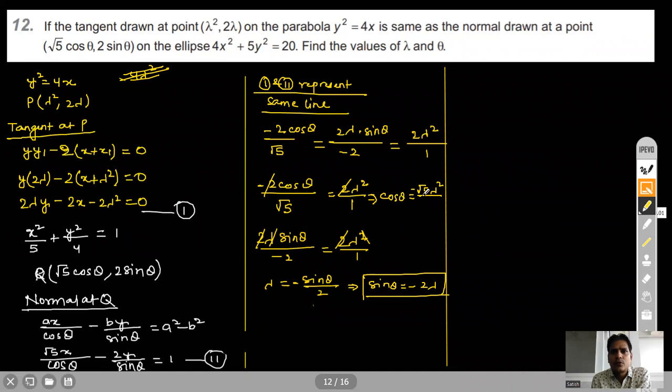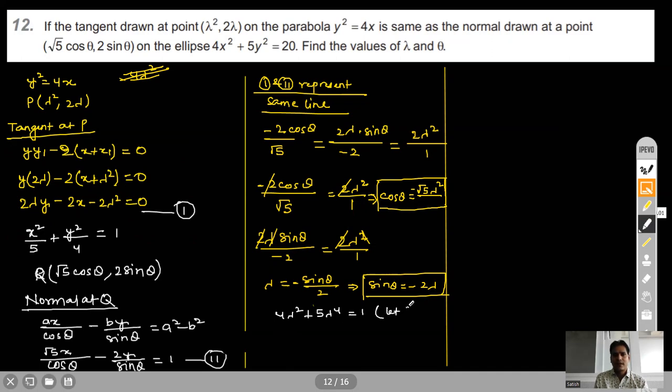Cos theta is equal to root 5 lambda square with negative sign. So I think we have to utilize these two things only to find the value of lambda. Now this sine square theta means 4 lambda square, and plus cos square theta, that is 5 lambda to the power 4, is equal to 1, right?